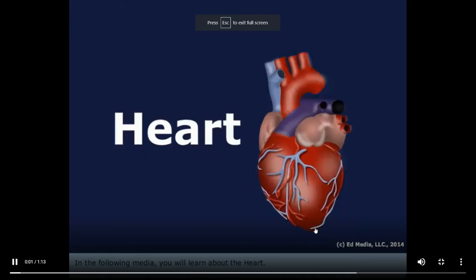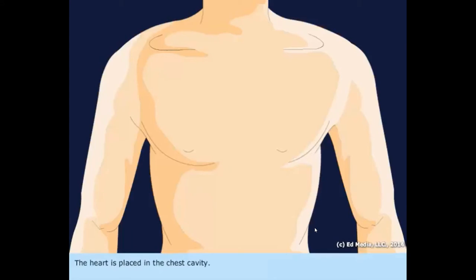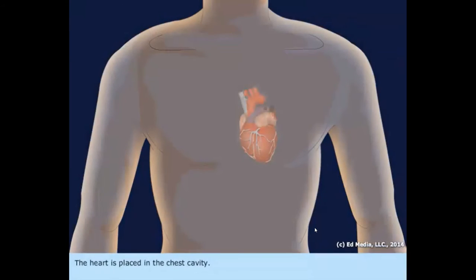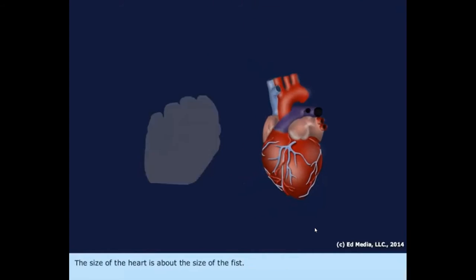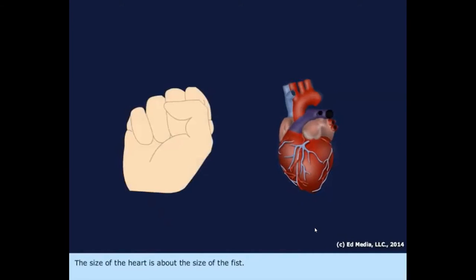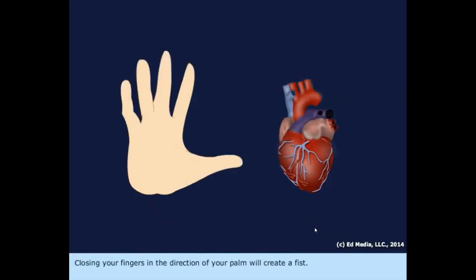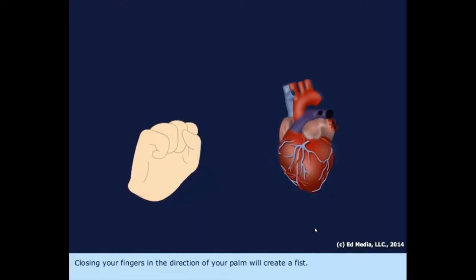In the following media, you will learn about the heart. The heart is placed in the chest cavity. The lower portion of the heart is tilted slightly towards the left. The size of the heart is about the size of a fist. Closing your fingers in the direction of your palm will create a fist.